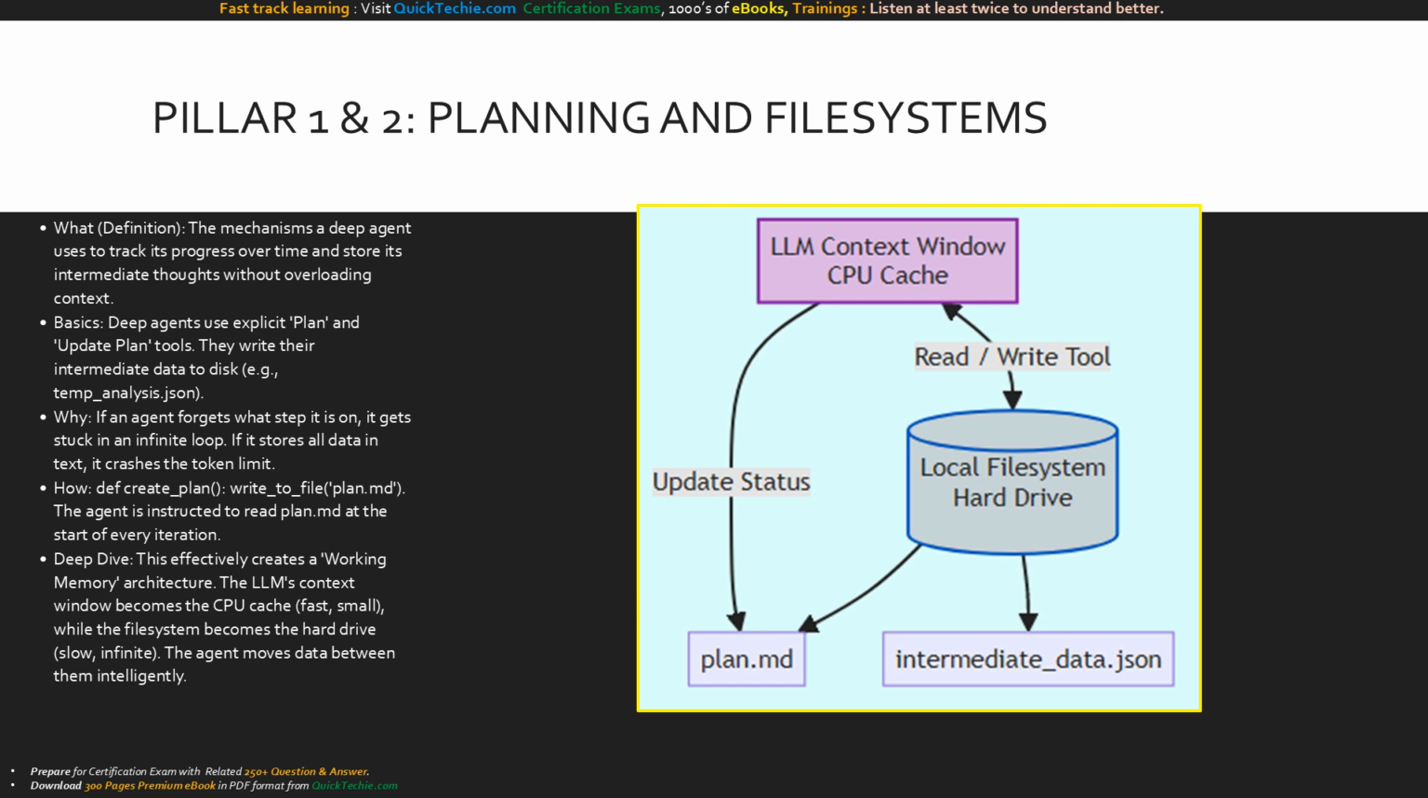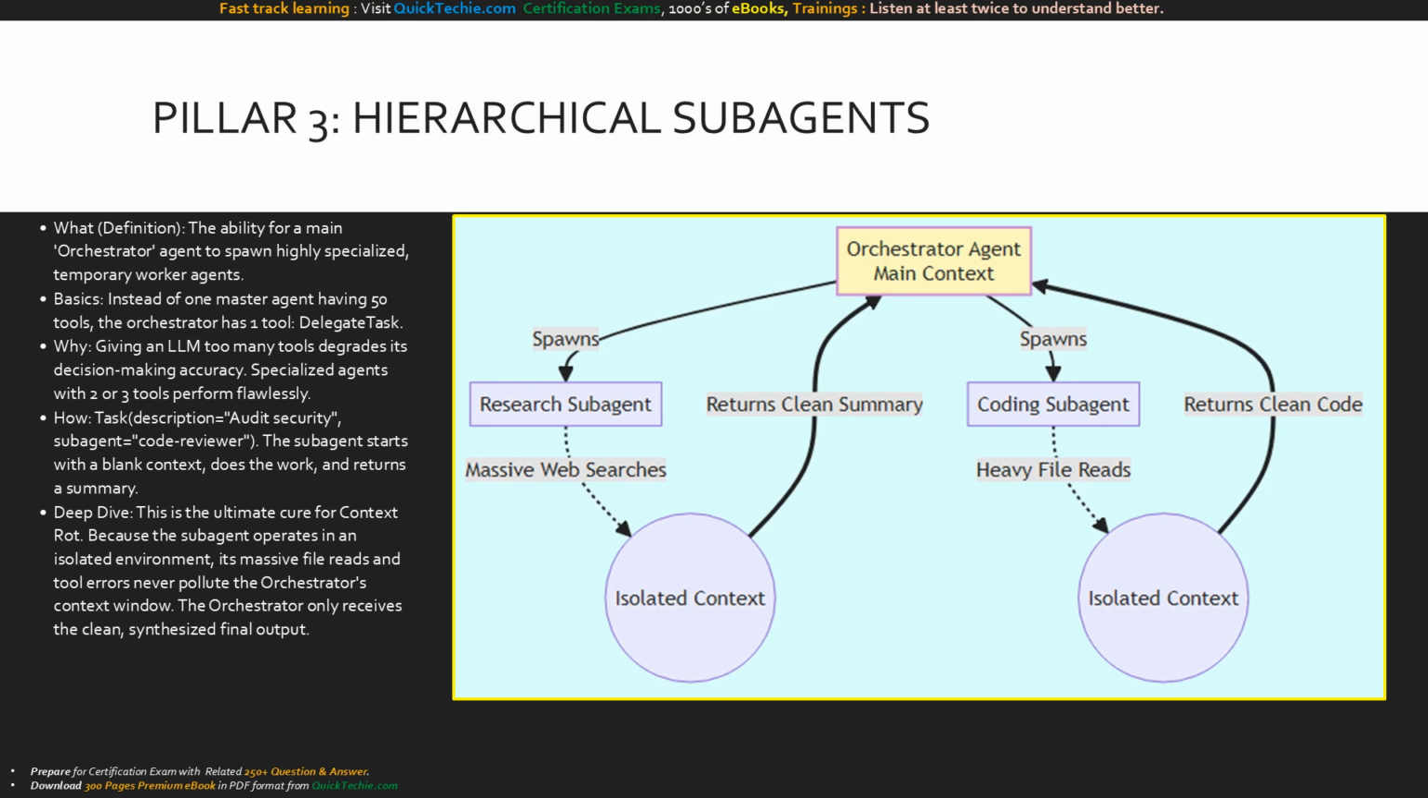When the LLM needs to remember its overarching goal, it pulls just the plan file, updates the status, and flushes it back to disk, keeping its cache lean. The third pillar is where deep agents truly scale: hierarchical subagents. What is this? It's the ability for a main orchestrator agent to spawn specialized, temporary workers.